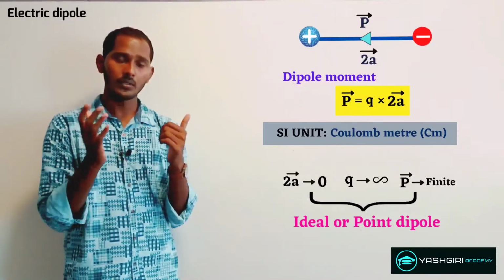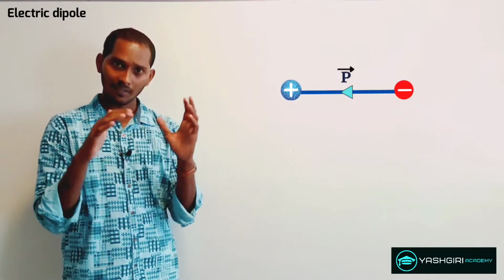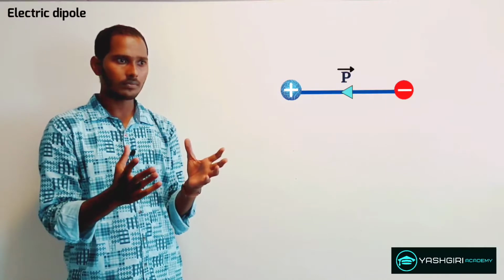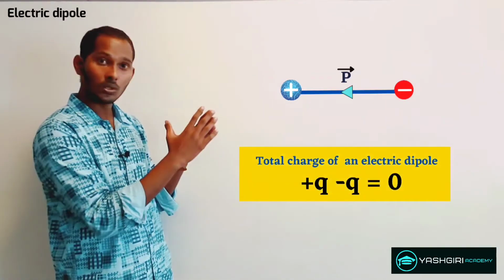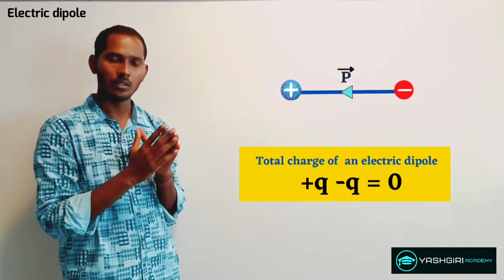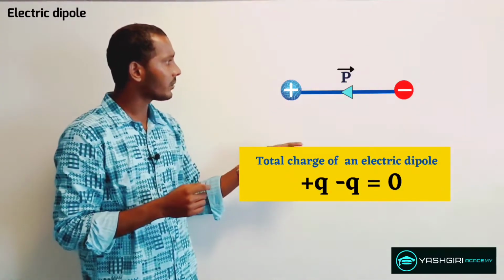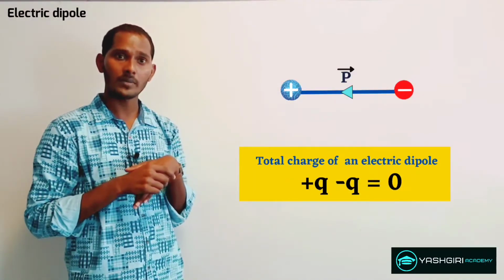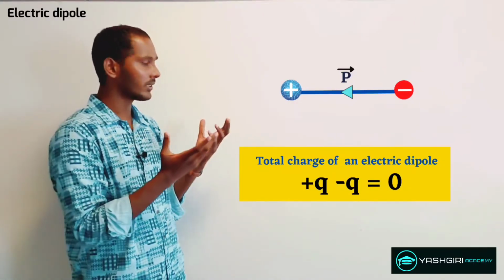Now, what we know is that any charged body will produce an electric field in the space surrounding that charge. If you look at the electric dipole, the total charge of this electric dipole is 0, which is plus q minus q, so the total charge is 0. So now the question comes about the electric field. What is the electric field for this electric dipole?